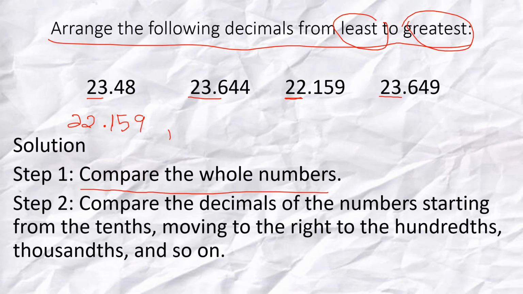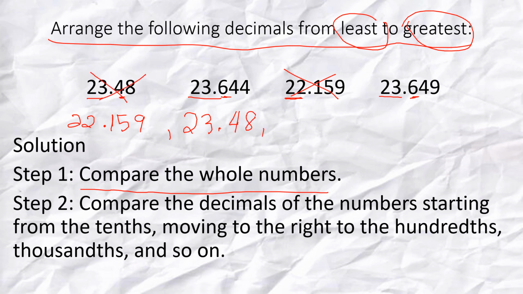Followed by, we can now cancel out this. We now have the remaining 3 numbers. So we proceed with the next digit, which is the digit in the tenths place. This is 4, this is 6, this is also 6. Between 4 and 6, 4 is smaller, therefore this is now your next number. So we can now cross this out.